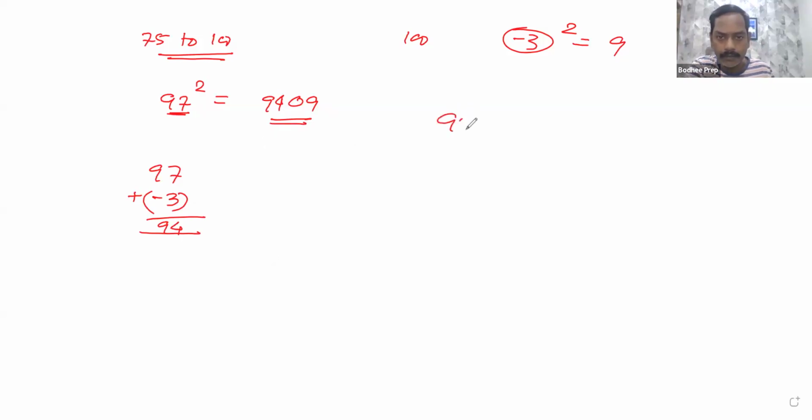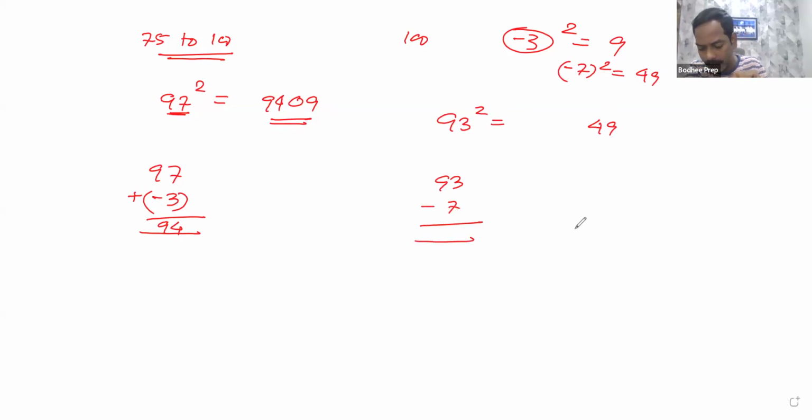Next is say 93 square. This 93 is 7 less than 100. So -7 square is 49. So we'll be writing 49. Again, we'll take 7 out of this. So 93, if I deduct 7 out of this, I'll be getting 86. So I'll be writing 86 here. Correct?